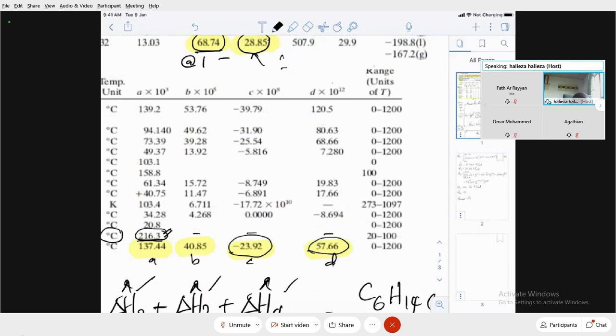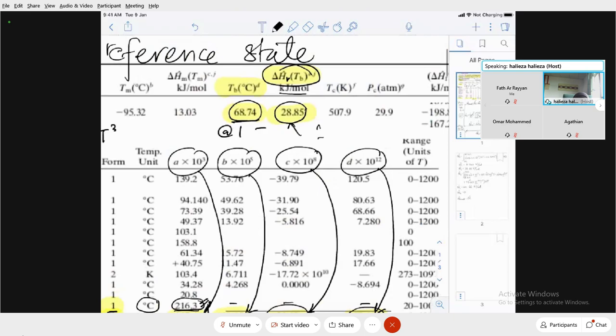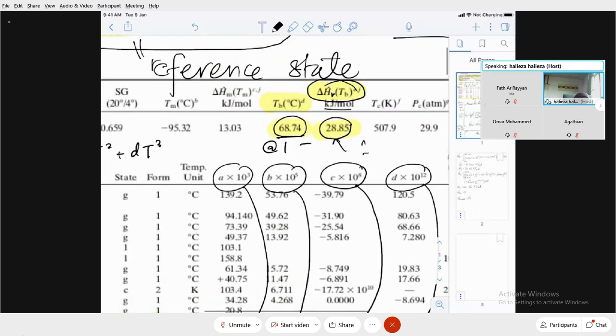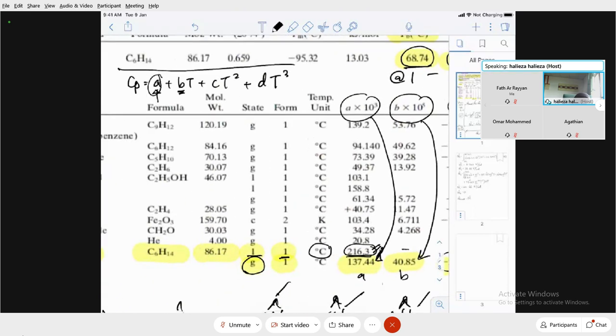Okay. Let's see. This is equals that. This is equals that. And that is equals to that. But the equation that we're going to use is in this form. That's the equation we're going to use, CP.